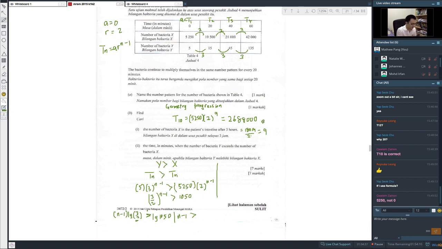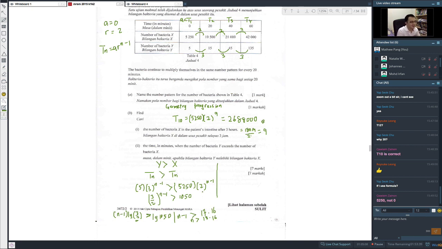Then I will get the value, which is 17.16. So that means n will need to be bigger than 18.16. So in order to let the bacteria Y exceed the number of bacteria X, you will need to at least have more than 18.16 n. So I know the closest value will be 19.